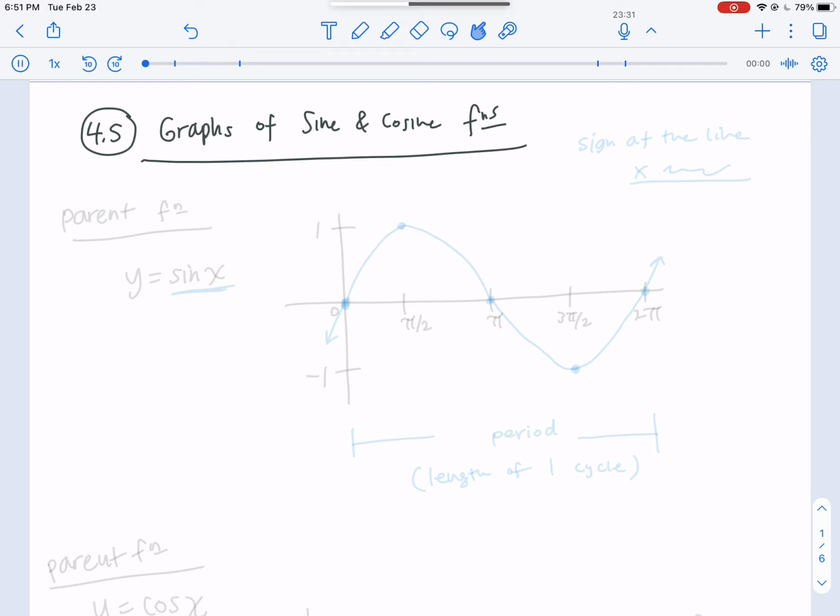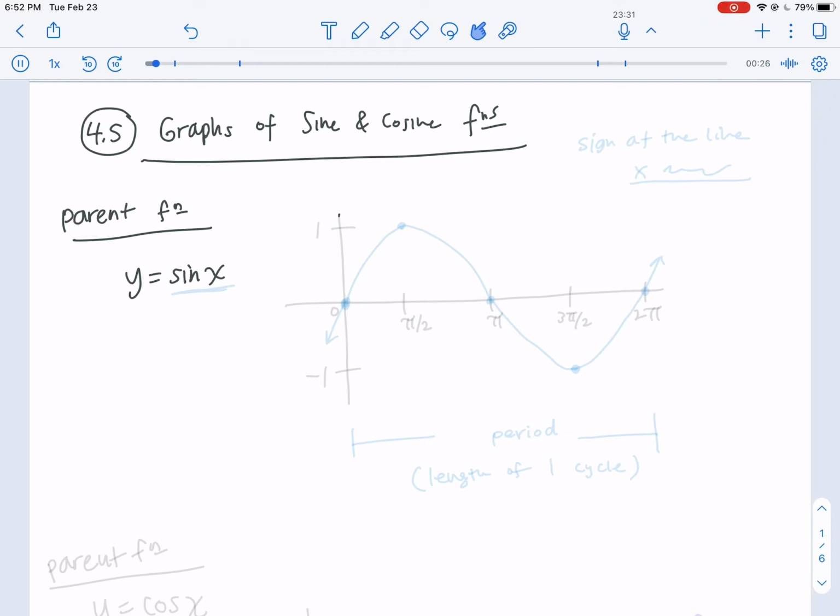Okay, 4.5 graphs of sine and cosine functions. We are going to look at the parent function of y equals sine of x. So input is an angle measure and then output is going to be the ratio. For the warm-up, I had you fill out a chart going from 0 to 2 pi, all the quadrantal angles. You can see that 0, pi over 2, pi, 3 pi over 2, 2 pi.